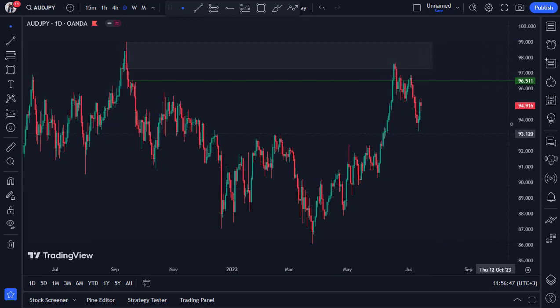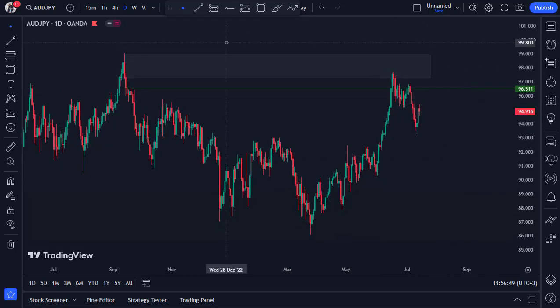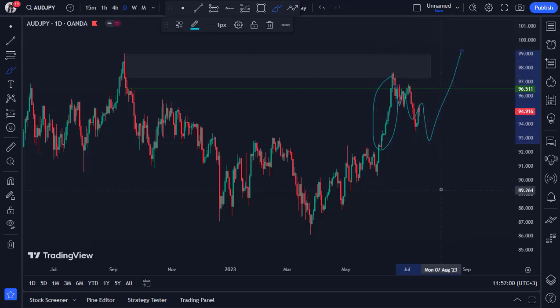Now, looking at it, we need to look at where this price might be pushing, because this push over here was very, very aggressive. So to me, I'm counting this as a pullback for continuation again to the upside. So where this price might pull back to, that's what we need to look at.